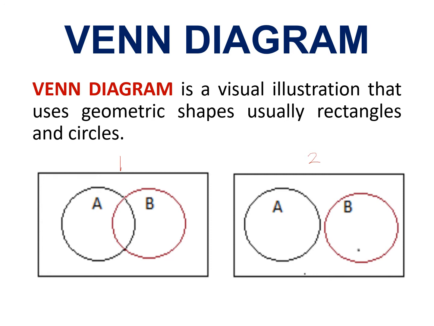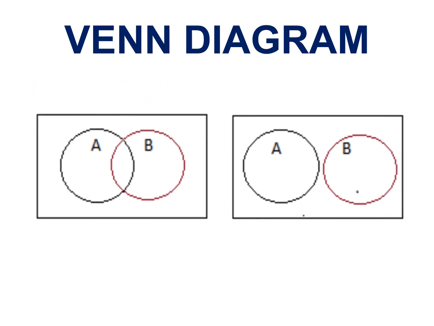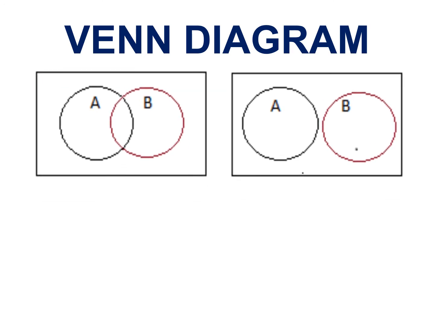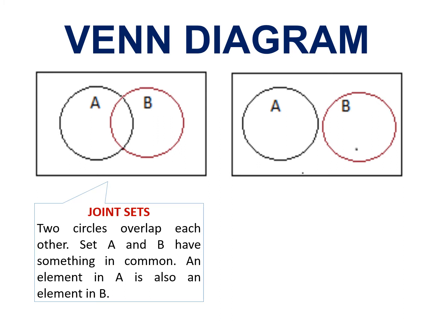Ano ba ang mga tawag sa mga ganon? For figure number 1, we call that one as joint sets. Ano ba ang joint sets? These are two circles that overlap each other. So set A and B have something in common. An element in A is also an element in B.